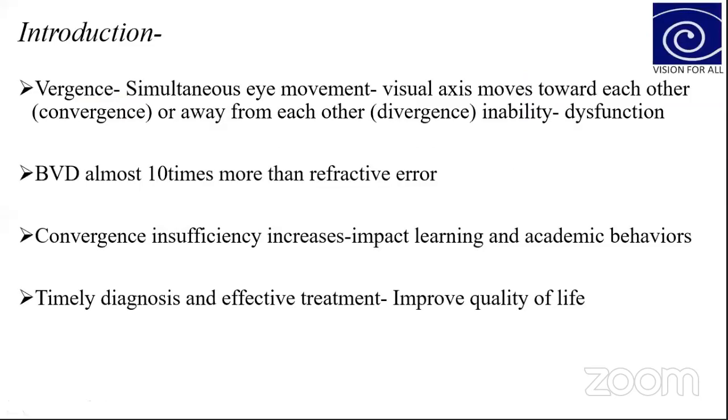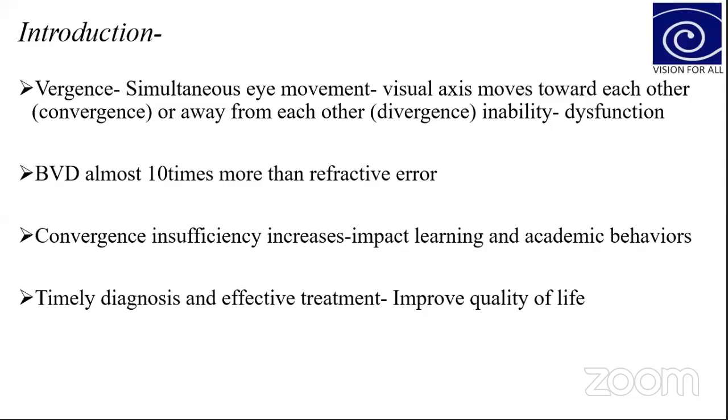Before going to the slides, we should know about vergence. If you see vergence, it is simultaneous eye movement, moving inward and outward, that is convergence and divergence. When there is inability to perform this task, it is due to vergence anomalies and vergence disorder. There is a study done by Siemens in 1996 that the prevalence of vergence anomalies or binocular vision disorder is more than that of refractive error. So this brings out why this topic is important.